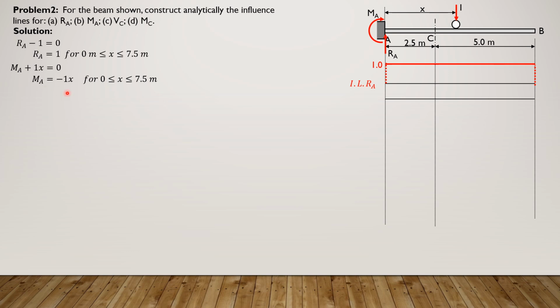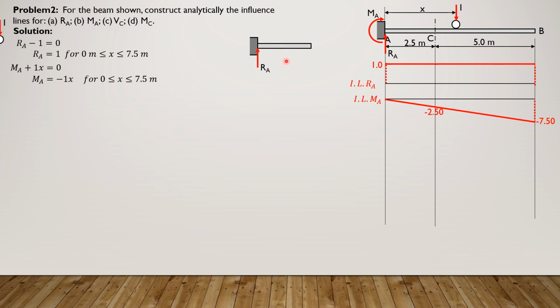So that means when x is 0, it is 0. When x is 2.5, it is negative 2.5. And when x is 7.5, negative 7.5. So negative 2.5 here and negative 7.5 there. That's the influence line for moment at A. Next is the influence line for shear at C.